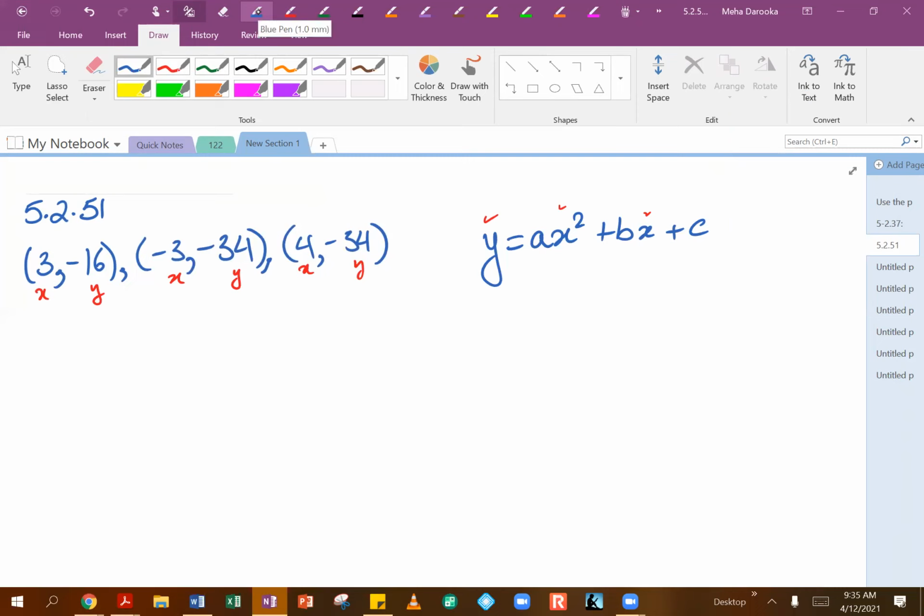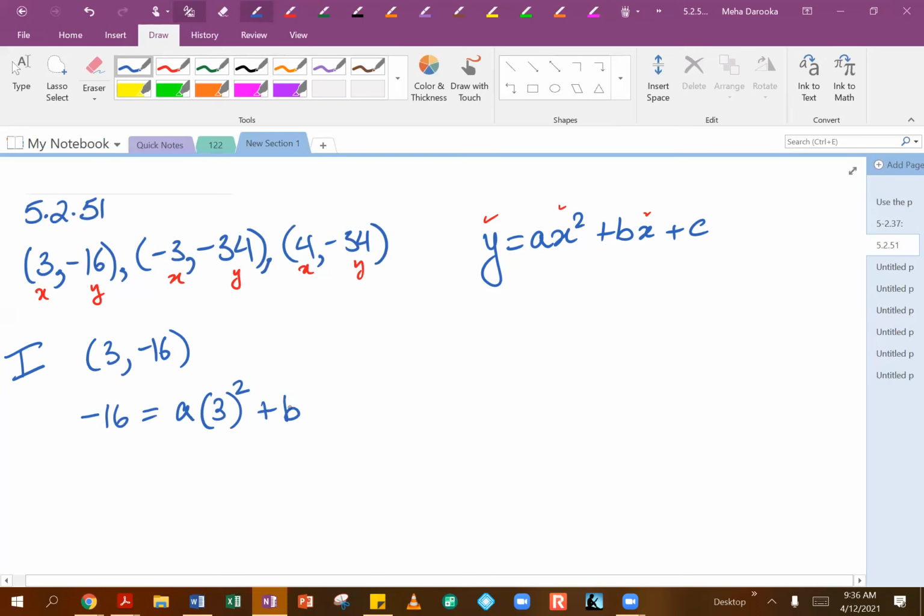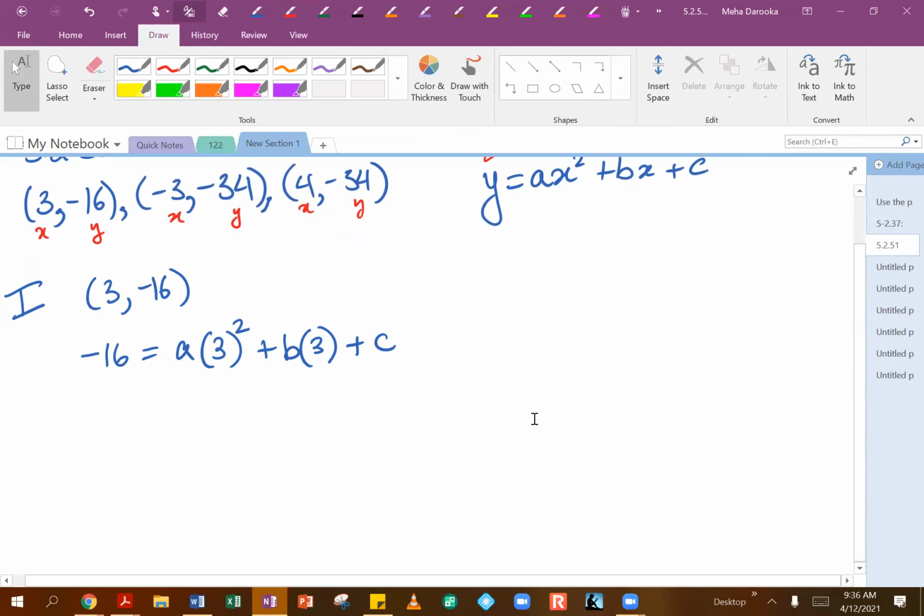So we'll start with the first ordered pair. So we have 3 and negative 16. So using this equation for our parabola, y is negative 16, equals a times x squared, x of course is 3, so this becomes 3 squared, plus b times x, which is again 3, plus c. So when you clean this up, you will end up getting negative 16 equals 3 squared, of course, is 9. So this becomes 9a plus 3b plus c. So this is our equation 1. And obviously we'll follow the same format for the other 2 ordered pairs.